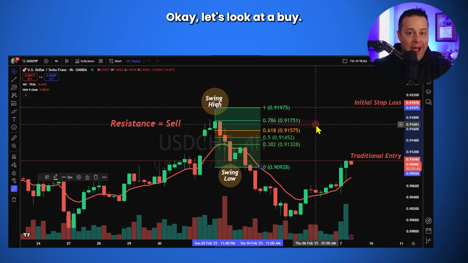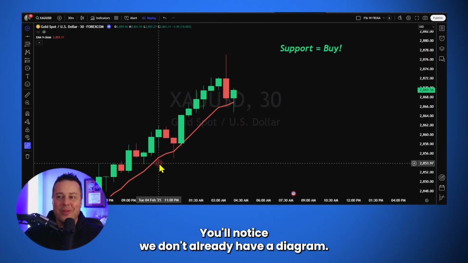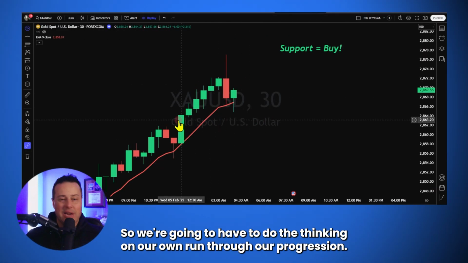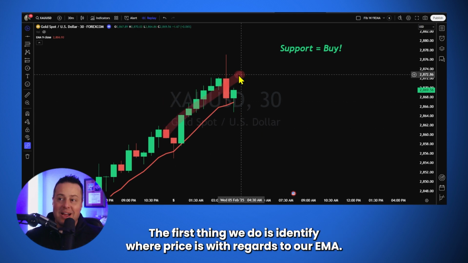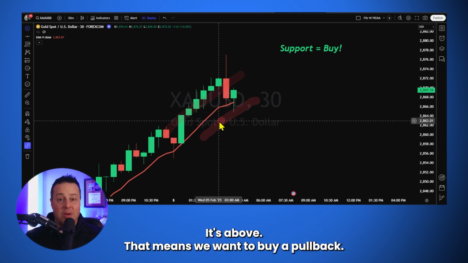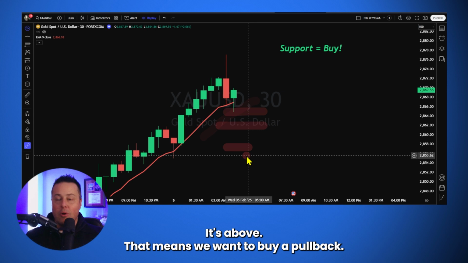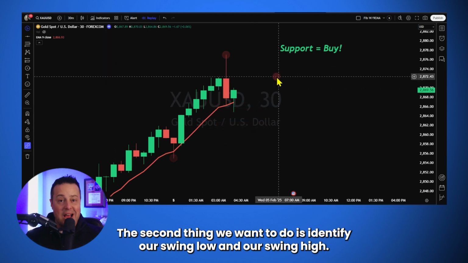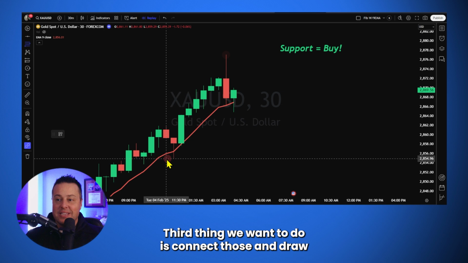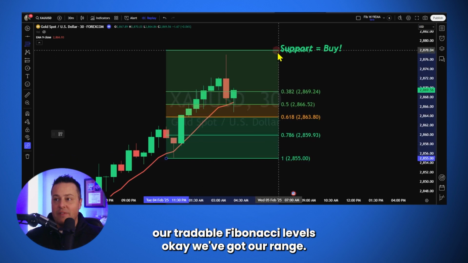Okay, let's run through a buy example. You'll notice we don't already have it diagrammed, so we're gonna have to do the thinking on our own. Run through our progression. The first thing we do is identify where price is with regards to our EMA. It's above. That means we want to buy a pullback. The second thing we want to do is identify our swing low and our swing high. Third thing we want to do is connect those and draw our tradable Fibonacci levels.